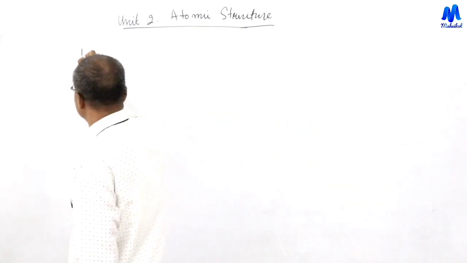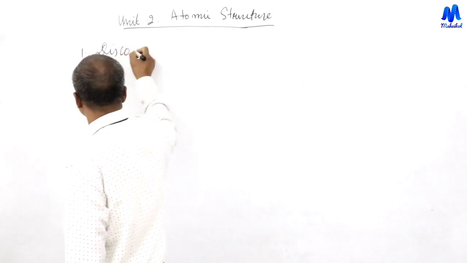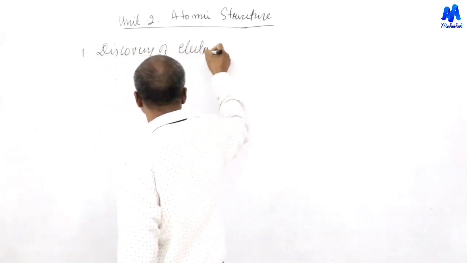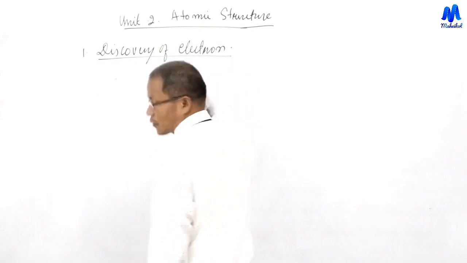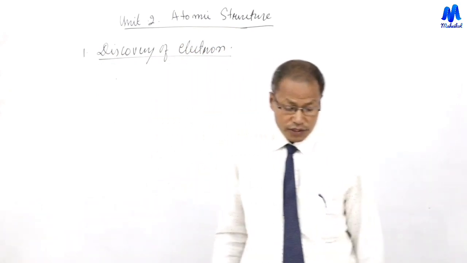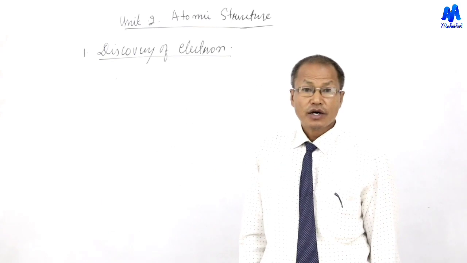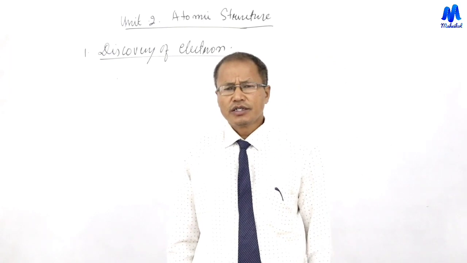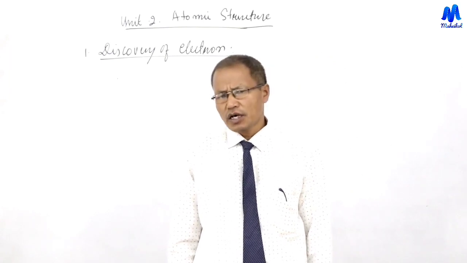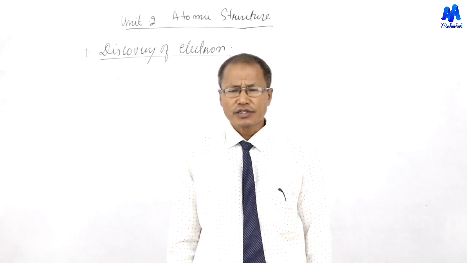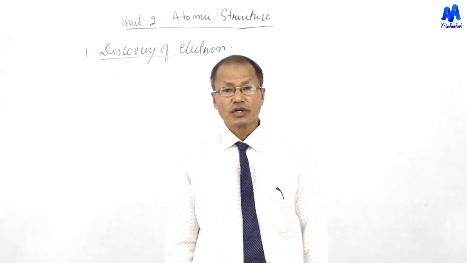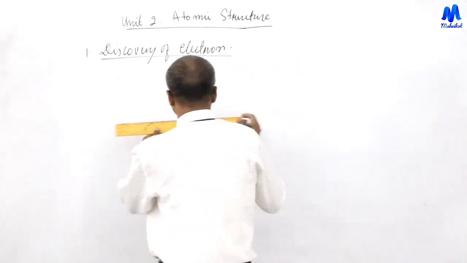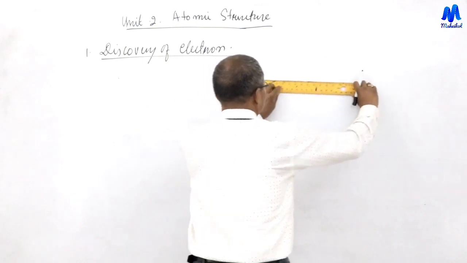So the first point is the discovery of the electron. The electron was discovered by William Crookes using a research tube experiment, and that experiment was finally completed by J.J. Thomson for the production of what? The production of the electron. So first, draw the research tube experiment here.